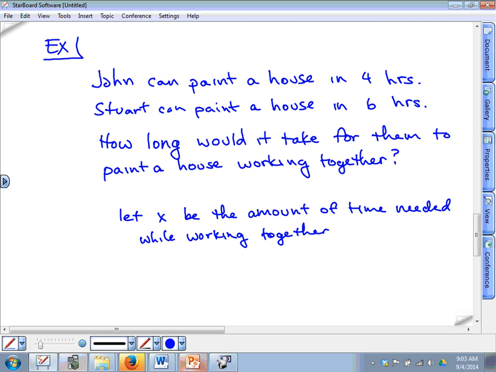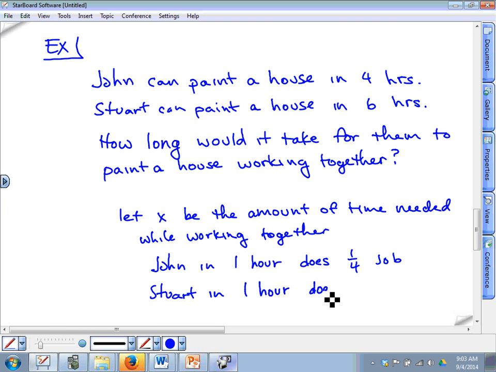So in 1 hour's time, John does a fourth of the job. Stewart, on the other hand, maybe he's got shorter arms, or maybe he's missing a finger. He works slow. In 1 hour, how much is he going to do? He does 1/6 of the job. My grammar is terrible. 1/6 of the job.